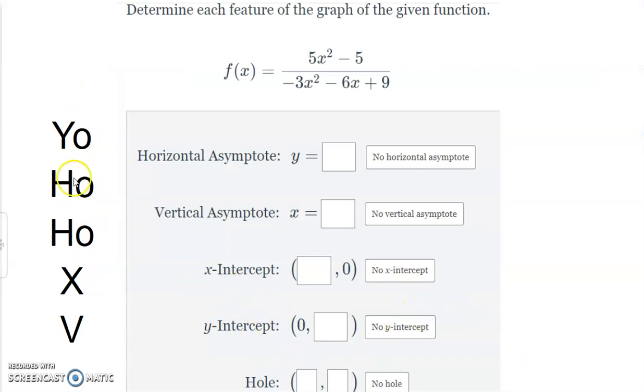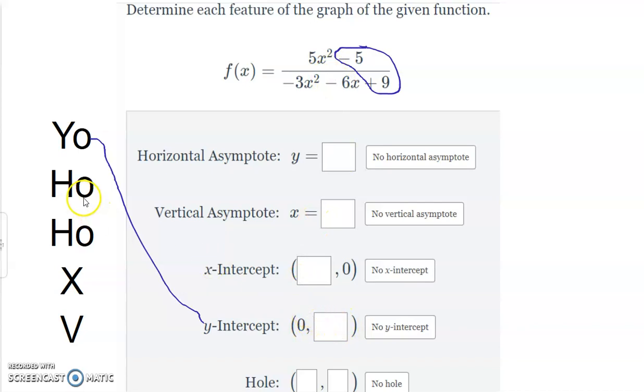And here again is this yo ho ho XV. Yo stands for the y-intercept. Okay, so Delta Math has these out of order. I don't like that, but I guess it makes you think a little bit. So the y-intercept first, and that came from the constants at the end. All right, so the -5/9, and that's before you factor it. So that's what goes there.